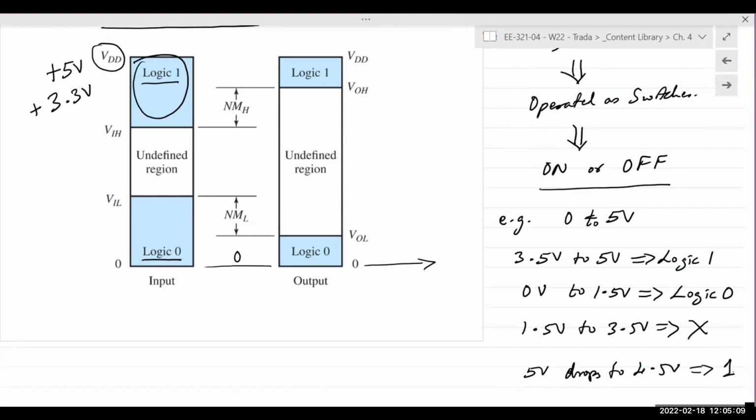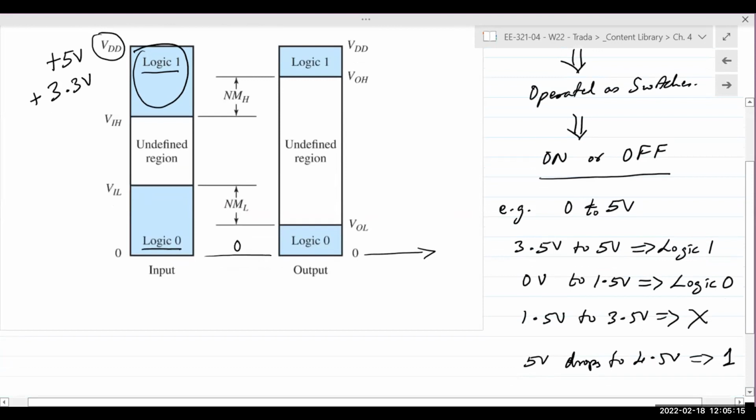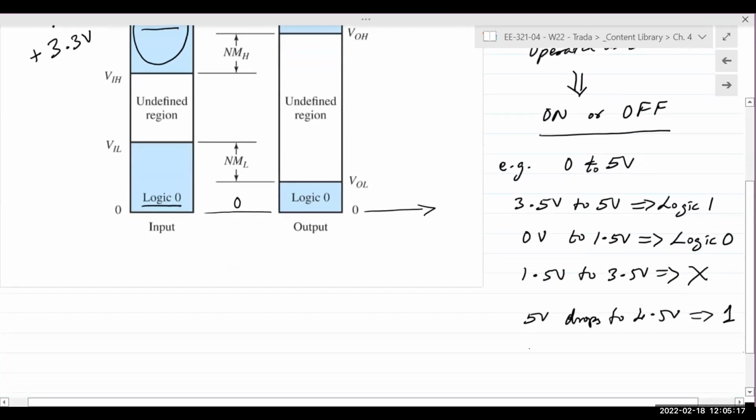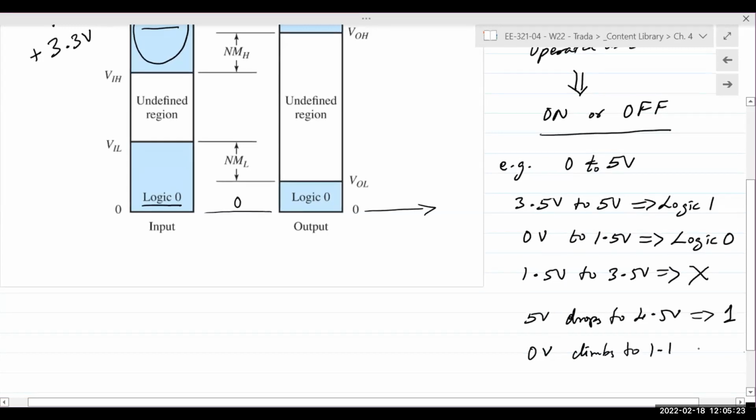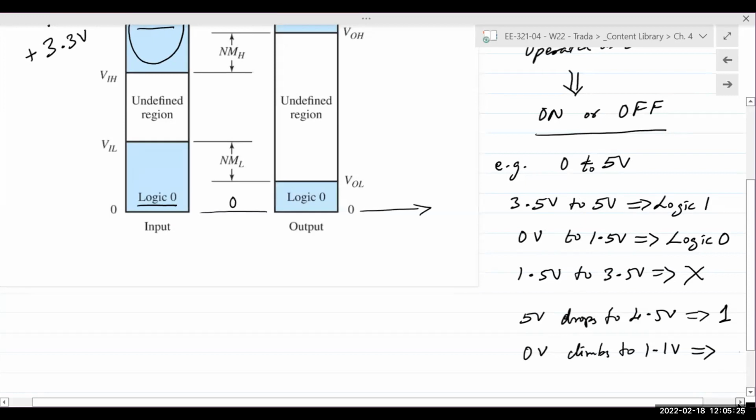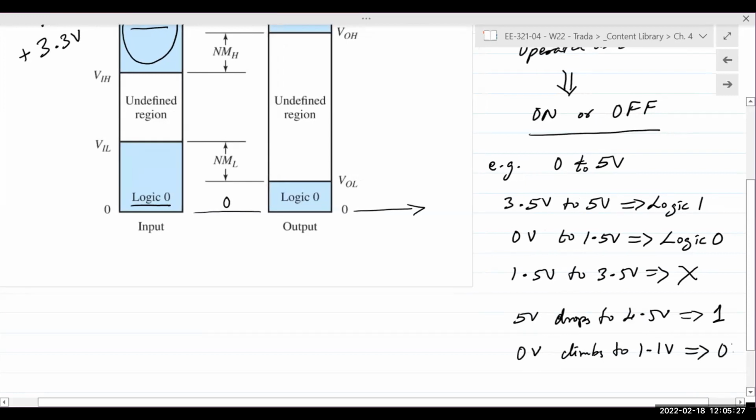Same thing with the other side. If there is a signal that is being transmitted, it's supposed to be 0 volts, but instead of being 0 volts, it now climbs to 1.1 volts. Well, in digital, it would still be recognized as logic 0. Okay, logic 0.